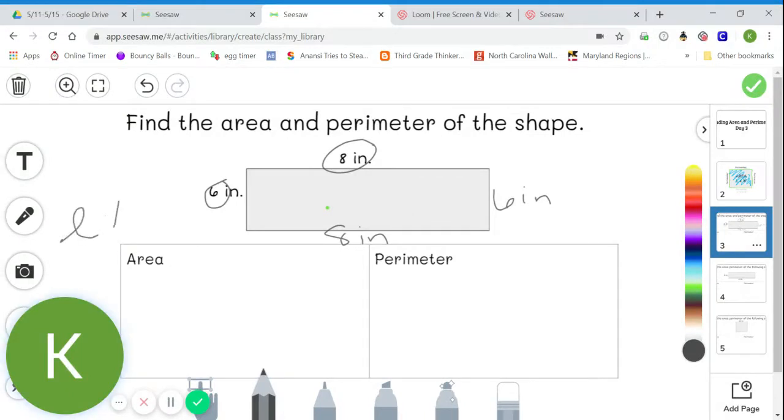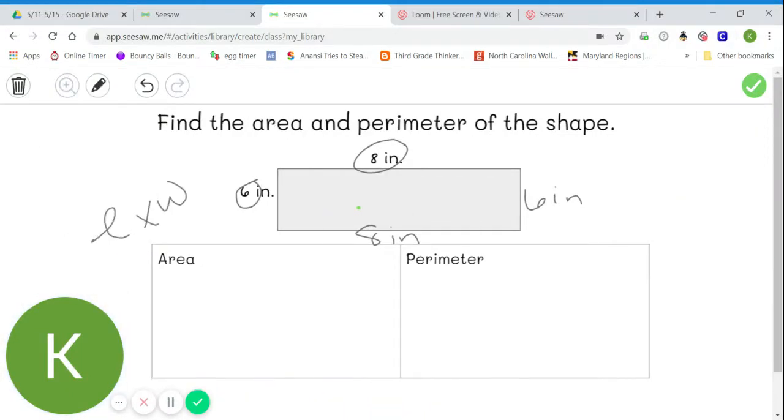Area, as we remember from the last slide, is length times width. So that means my length times my width here is going to be 6 times 8. 6 groups of 8 is equal to 48. And in this case, I'm going to say inches squared because I'm dealing with area.